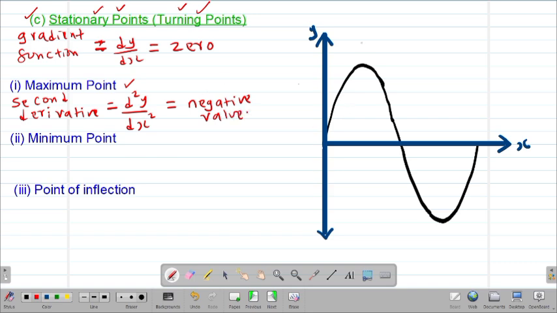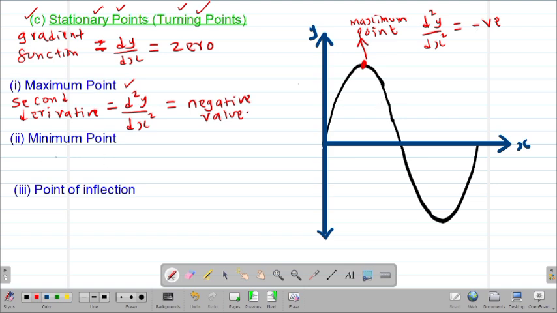So on a given curve, for example, this is what we are calling the maximum point, the highest possible point on any given curve. So at this particular point, we are saying that the second derivative, d squared y over dx squared, will always give you a negative value.